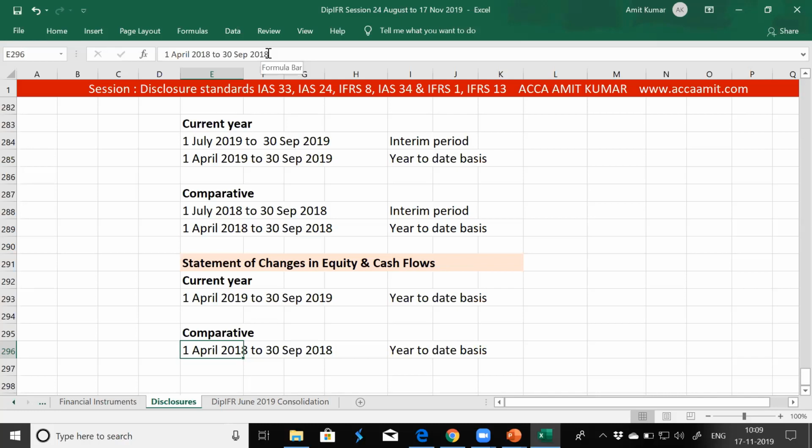So what we need to present, at least information is clear. That which all statements we need to publish.